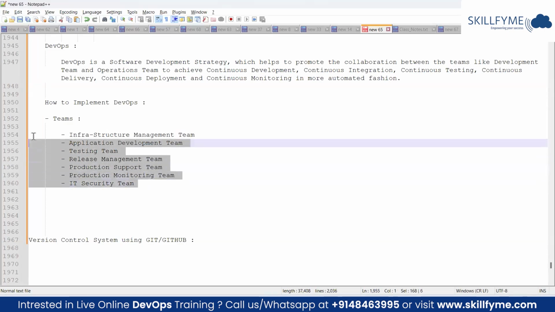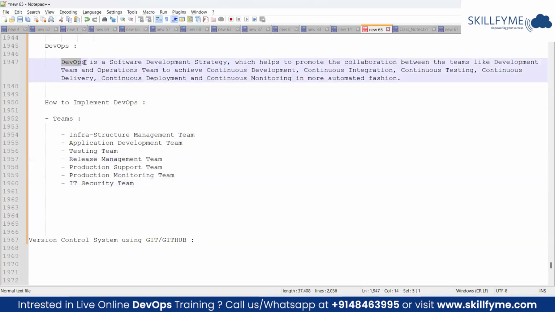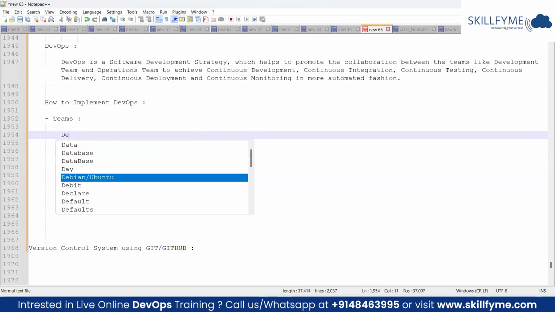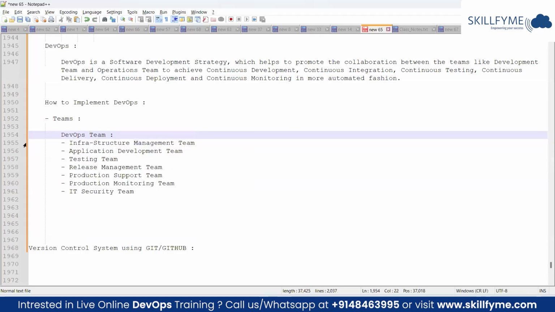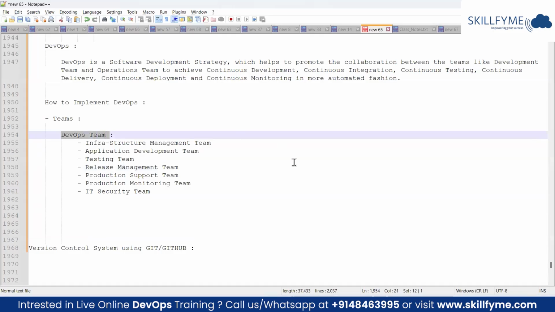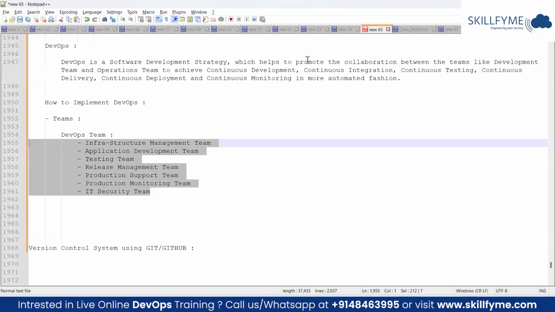Now, where does the DevOps team come in? Where can I accommodate this DevOps team here? Okay, so while talking about the teams, I never included any DevOps team here. Why? Because if you implement DevOps, this DevOps team will sit on top of all these teams, because it is our responsibility. If you are part of the DevOps team, if you are a DevOps lead or DevOps architect or DevOps consultant, it is your responsibility to interact with all these teams and promote collaboration.